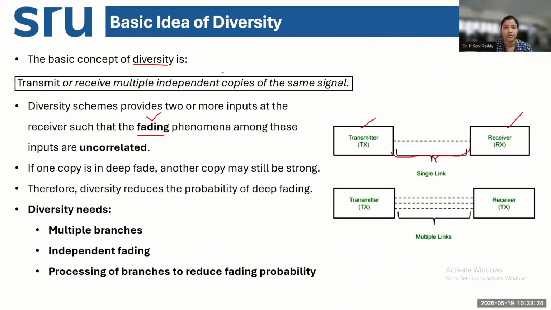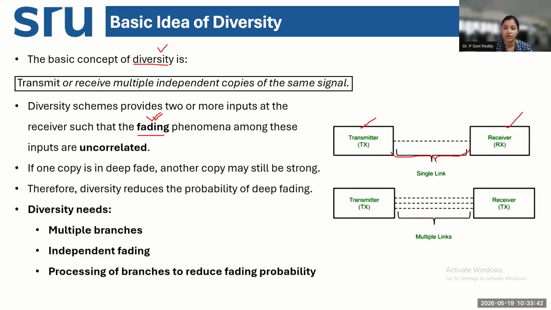Now, the basic concept of diversity: what is diversity and how will diversity help to overcome this fading? So, our major objective is to overcome the effect of fading using diversity. How we are going to overcome this using diversity techniques, that we need to understand.